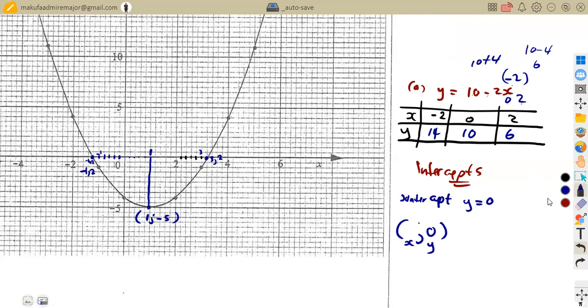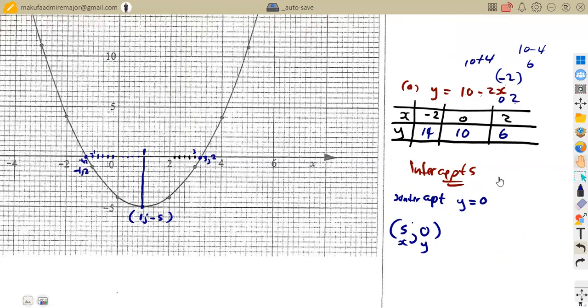So you substitute into your equation y equal to 0. So 0 is equal to 10 minus 2x. Transpose so that you can find x. Positive 2x is equal to 10, divided by 2 on both sides. So x is going to be 5. This represents our x value on the x-axis.